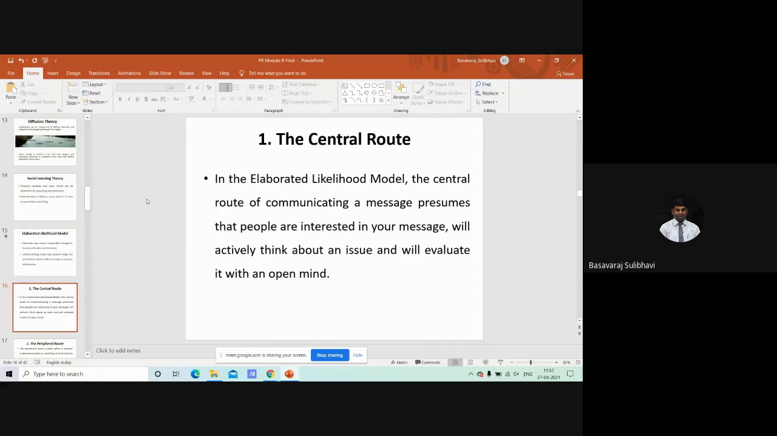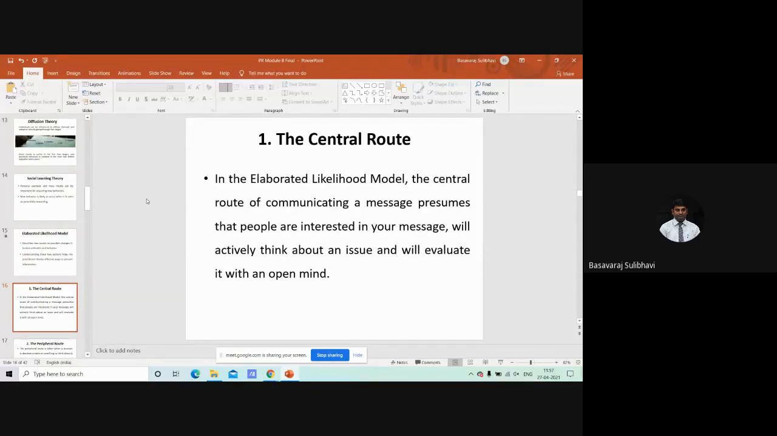So this central route always says that people are interested. You have to have such a communication message for them, believing that the message will be received by the people with the interest. These types of people will be very actively thinking about the issues you have communicated to them, and will also evaluate them with an open mind.